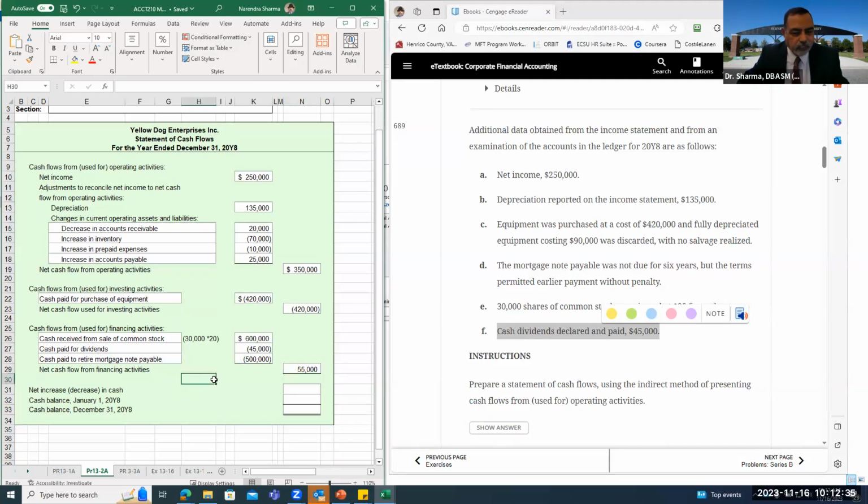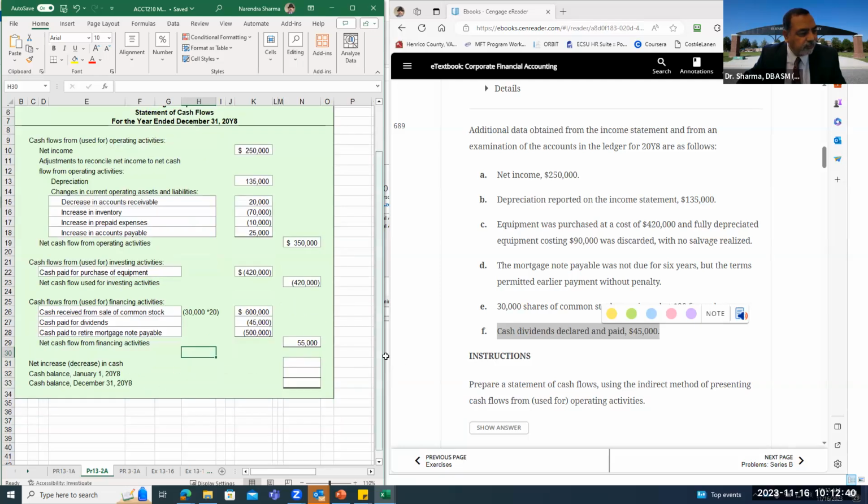That is 55,000. So net cash flow from financing activity is 55,000. Now, after we have done that, what we'll do is we will add these up. So let's add this figure here plus this one and plus this one. That would mean net cash increase or decrease in cash will be operating activities, investing, and financing. Now we got a negative 15,000. That would mean the net decrease in cash is 15,000.